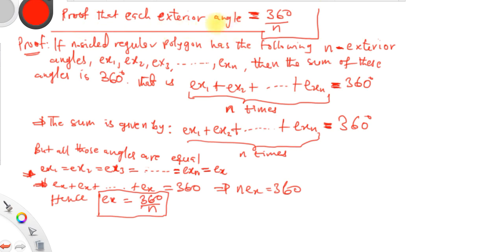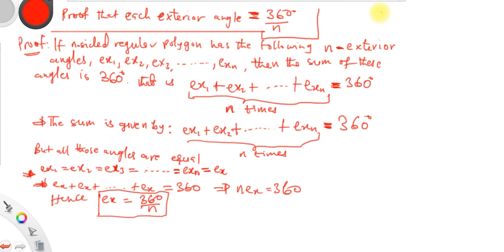So, proof. You are proving that each exterior angle of a regular polygon is 360 degrees divided by the number of sides. Okay, so we are saying that if any n-sided regular polygon has the following n interior and exterior angles.